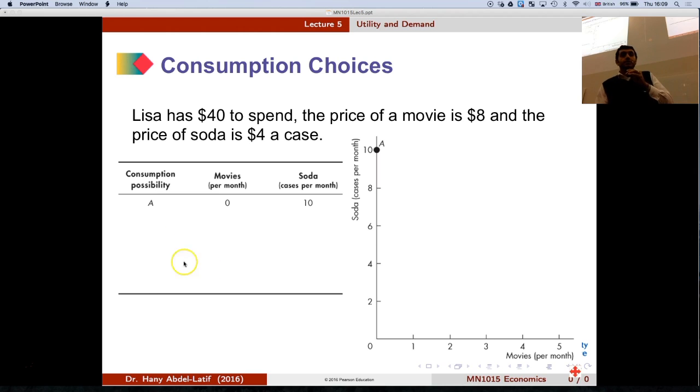We can show this in a different way by looking at the graph. On the vertical axis we measure the units of soda, and on the horizontal axis we measure the number of movies she watched. So point A is one of the possibilities she has. Point A on the vertical axis means she has 0 movies and buys 10 sodas. Well, there are other possibilities as well.